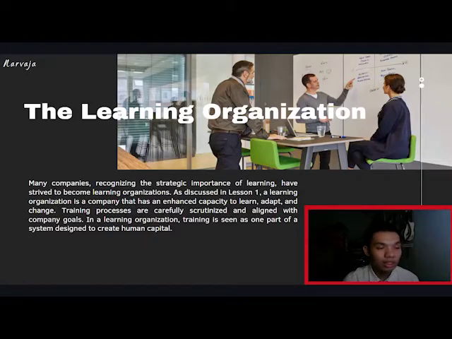In a learning organization, training is seen as one part of a system designed to create human capital. It is evident that the workforce or employees are the paramount of all the resources of the company. So many organizations, as the sentence said, strive to become learning organizations. As individuals, our lives continuously undergo the learning cycle. I personally believe that humans, even the oldest ones, don't stop learning. Same goes for what the slide is saying. The company aims to be an effective learning environment for the benefit of the organization.